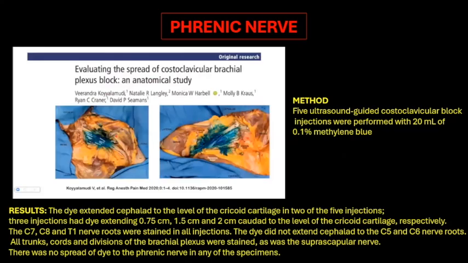Virendra Koyalamudi did a cadaveric study. What they did: five ultrasound guided costoclavicular block injections were performed in cadavers with 20 ml of 0.1% methylene blue. And what was the result? The dye extended cephalad to the level of the cricoid cartilage in 2 of the 5 injections. 3 injections had dye extending 0.75, 1.5 to 2 centimeters caudad to the level of the cricoid cartilage. The C7, C8, T1 nerve roots were stained all the time. The dye didn't extend cephalad to the C5 and C6 nerve roots. That is a welcome sign.